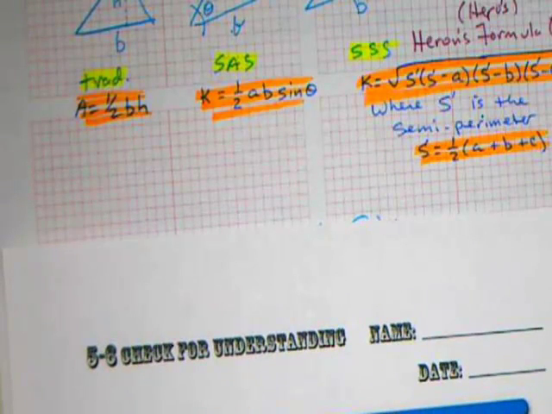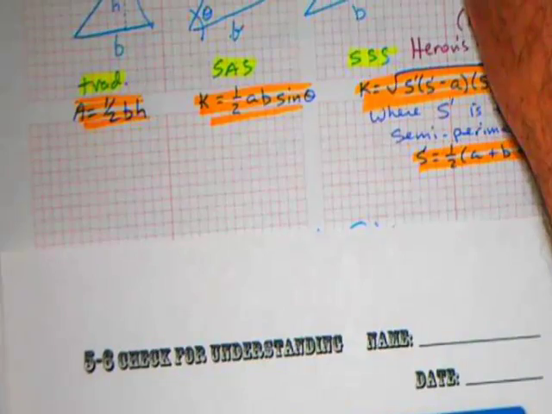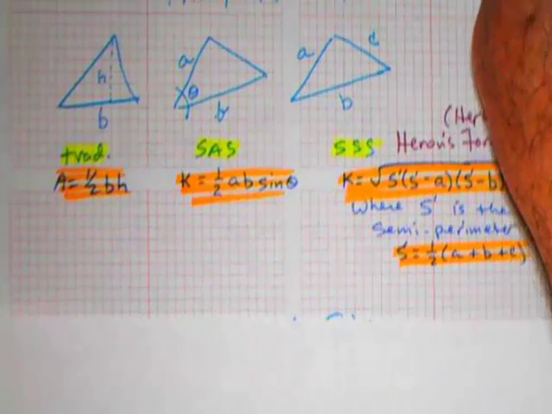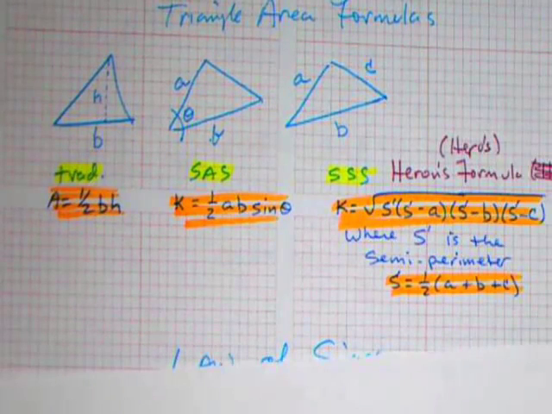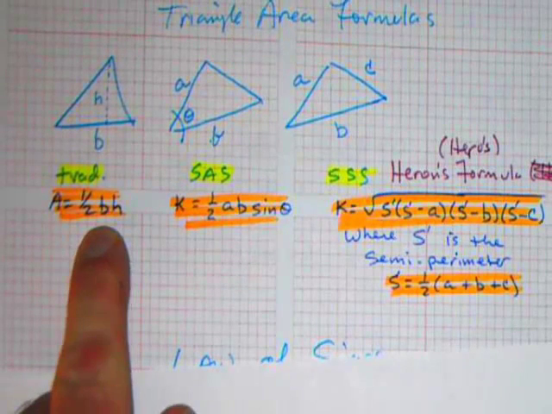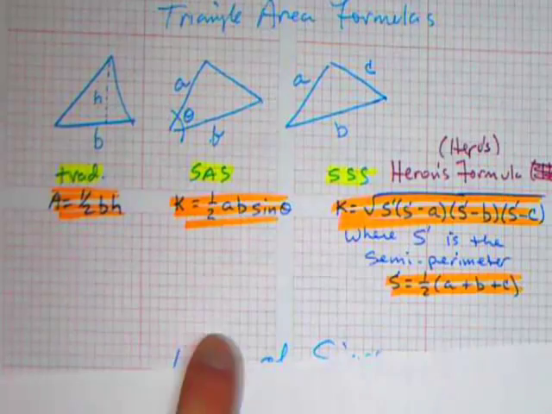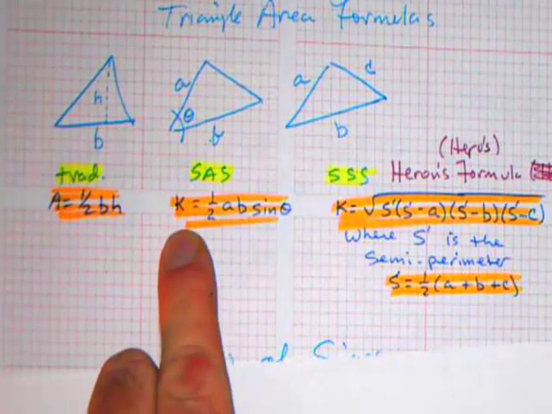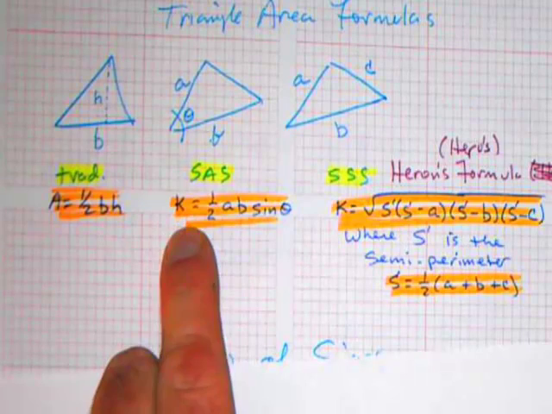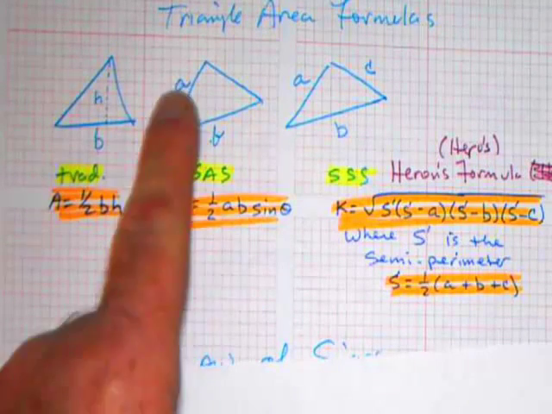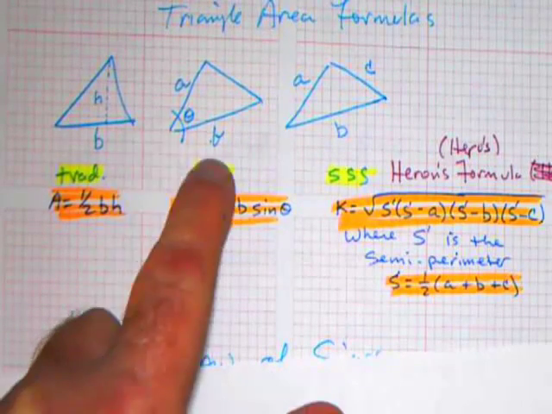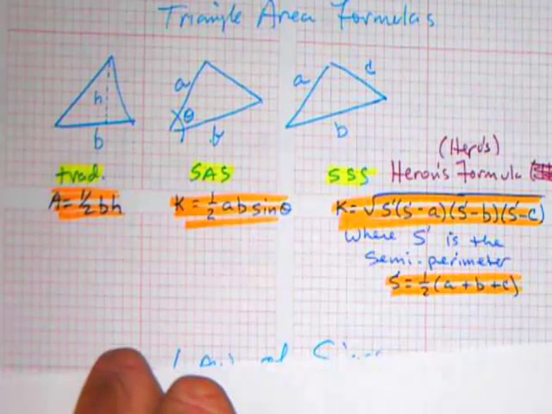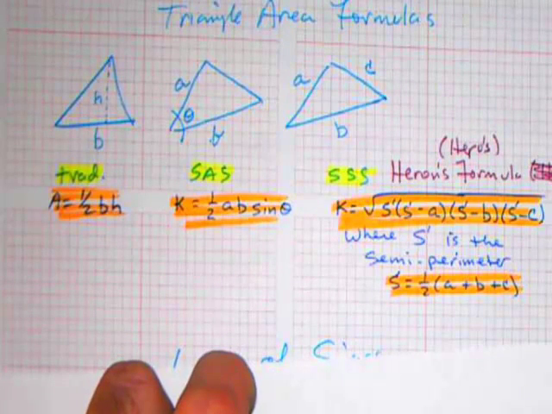In a triangle, after this section, we have actually 3 ways of calculating the area of a triangle. We have our traditional area is 1/2 base times height. If we have a side angle side pattern, K, which stands for area in the formula, is 1/2 AB sine theta. It's really 1/2 with a side angle side pattern, the two sides times the angle that hinges those sides together, what we call the included angle.